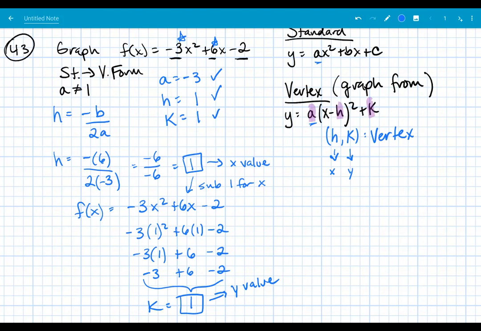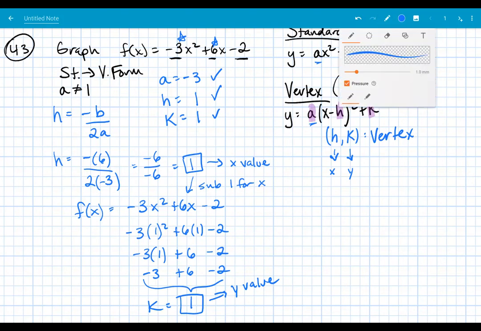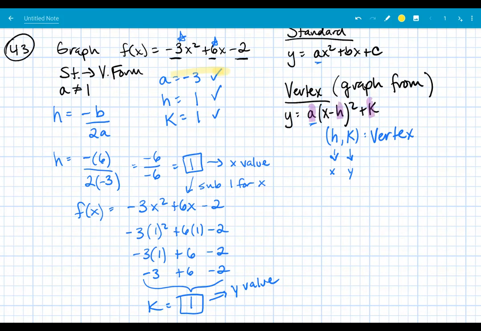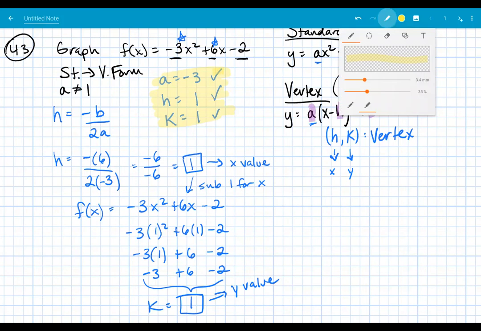So I know all three of the important points here to write my vertex form equation. Because keep in mind, all of this that we're doing is just setting up the graphing portion of this question, because they're asking me to graph. So in order to graph, I have to change forms first. It might seem like a long process, but that's just because I'm slowly going through it. Keep that in mind.